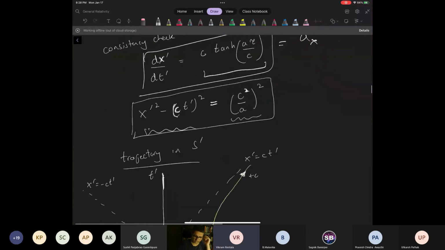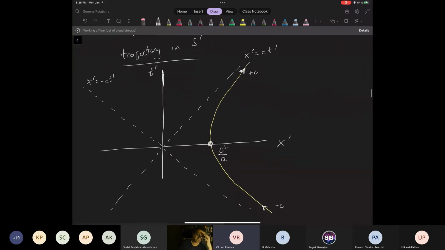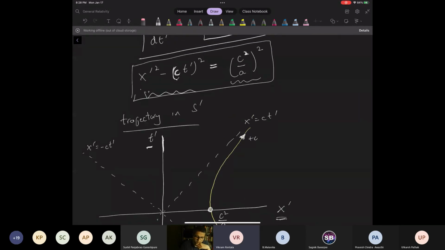So if I plot the trajectory in the frame s prime, now we can finally plot the trajectory. And this is nice because it will give us a visualization of what the trajectory will look like in frame s prime, where you have coordinates x prime and t prime. What are the asymptotes of this hyperbola? This is of the form xy is equal to constant, or instead of xy, I'm writing it as x minus y into x plus y is constant. So the asymptotes are the lines x minus y equal to 0 and x plus y equal to 0. Or in other words, x prime is equal to ct prime and x prime is equal to minus ct prime. These are the asymptotes of the hyperbola.